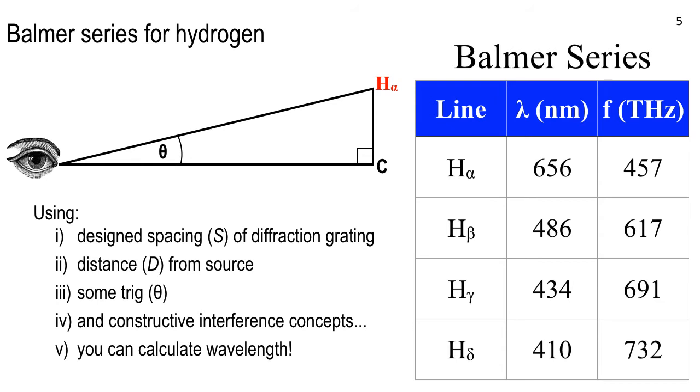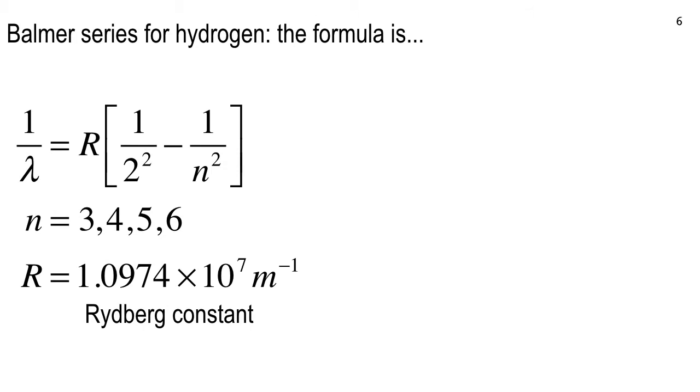Now, I mentioned that there's a pattern in the Balmer series. Now, I'm going to give you a bodacious formula, and this formula you're going to have on homework, all right? So pay careful attention. We're going to calculate with this formula. Here it is, the Balmer series for hydrogen. 1 over lambda equals a constant called the Rydberg constant times this bracket, 1 over 2 squared minus 1 over n squared. And n, for the Balmer series, can have values 3, 4, 5, or 6.